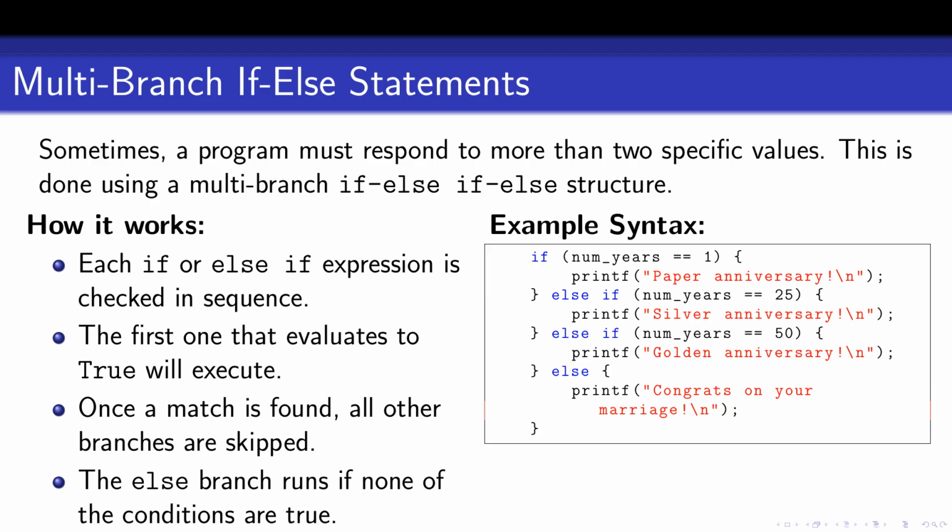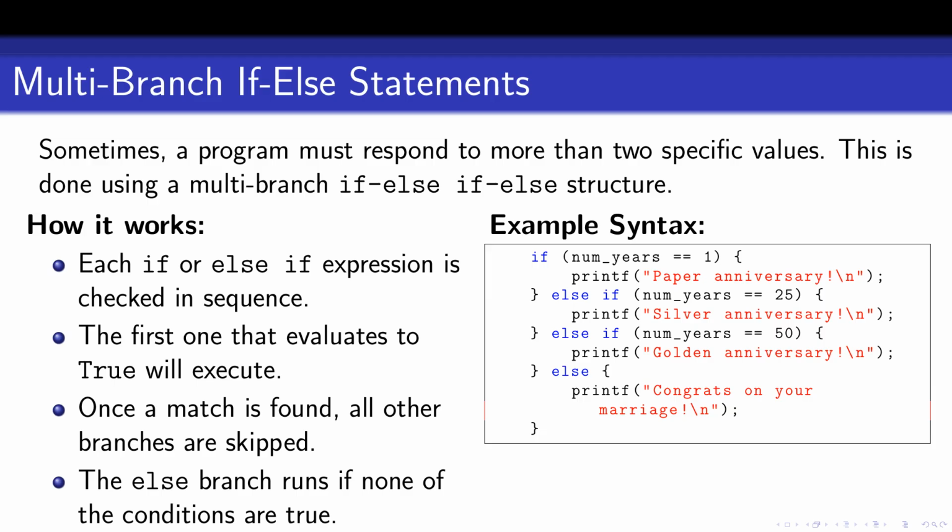Multi-branch if-else statements let you handle more than 2 outcomes by checking conditions in sequence. This structure is especially useful when you're comparing one variable against several different constant values. For example, if you're mapping the number of years a couple have been married to an output message, you might check if the num years is 1, 25, or 50, and if so, display a specific output message. Each else-if handles a specific value. Once a condition is true, that block runs and the rest are skipped.